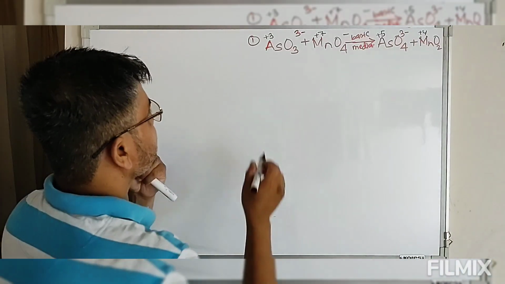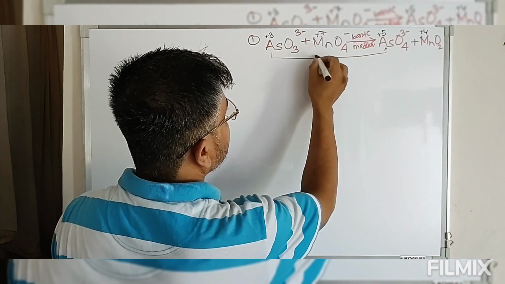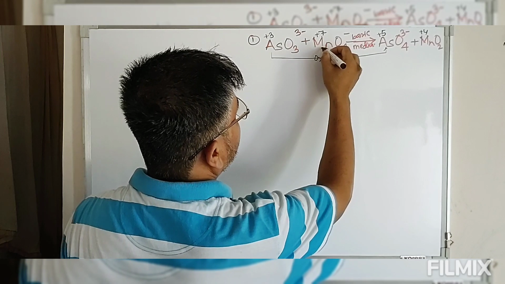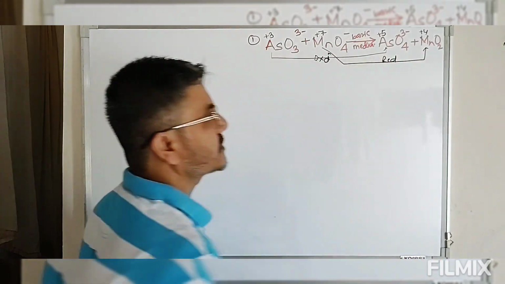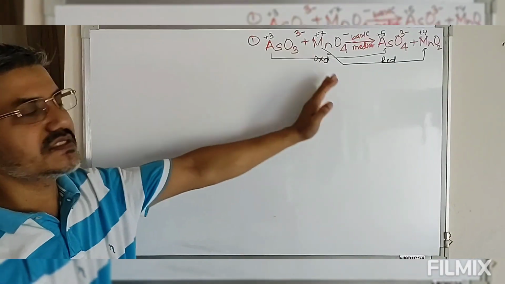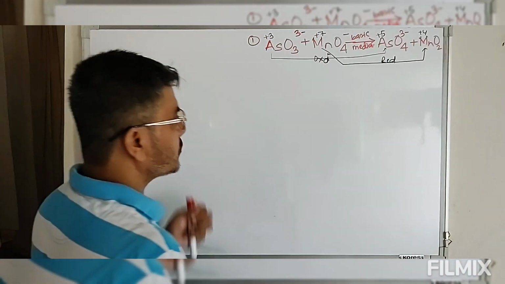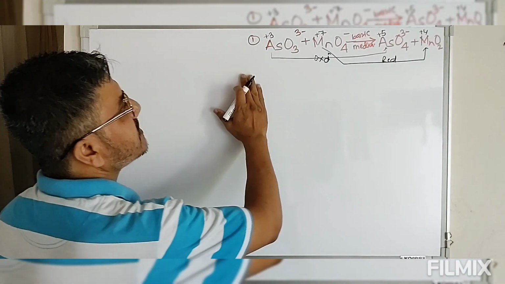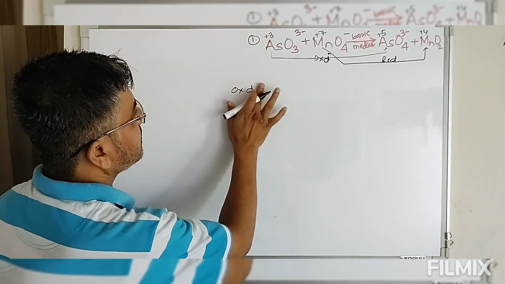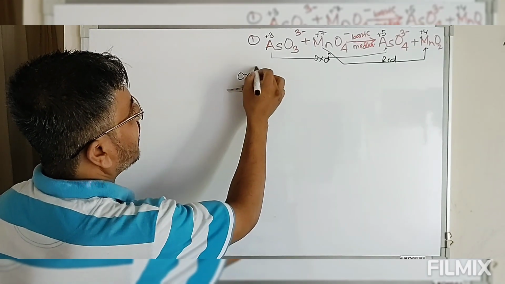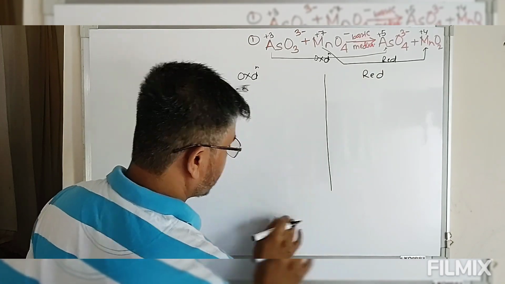If you look at this reaction, arsenic is changing from +3 to +5, so we say this is oxidation. Mn is changing from +7 to +4, so we say this is a reduction. So we have identified from the oxidation states the oxidation half and the reduction half. According to this rule, we have to separate this into an oxidation half reaction and a reduction half reaction.